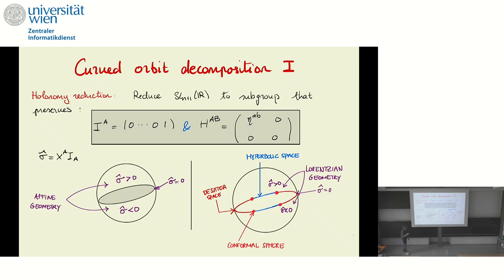Now the equator splits up, so the group no longer acts transitively on the equator, and we get three types of orbits, which are the three things that I was talking to you about earlier. I will make this clear in another drawing just afterwards. This here is hyperbolic space. Here we have de Sitter space. These points here are conformal spheres.